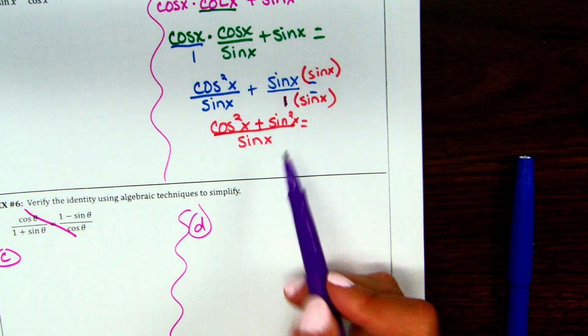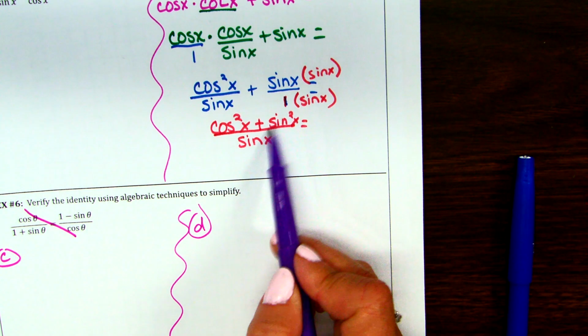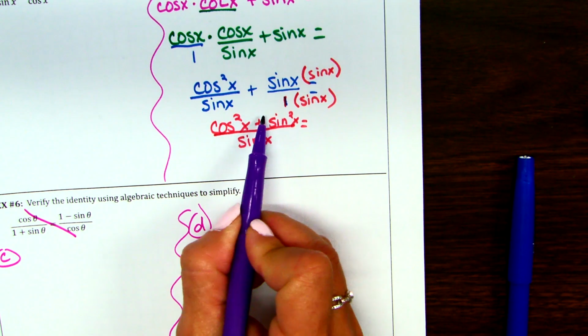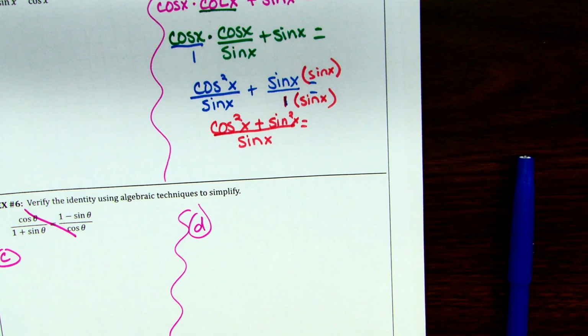Careful. We cannot cancel these. I'm glad you said it, though. You can't simplify these because of the plus sign. If it was multiplied together in the numerator, if that was cosine squared x times sine squared x over sine, I could cancel one of the sines on the top with that one on the bottom, but because of the plus, I can't. There's something else.